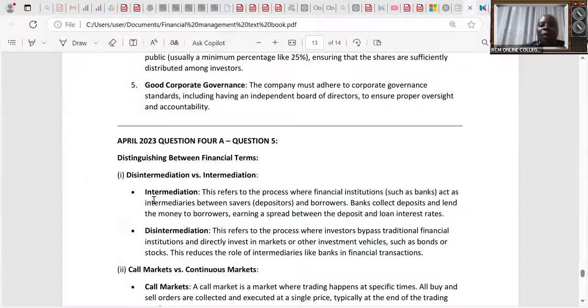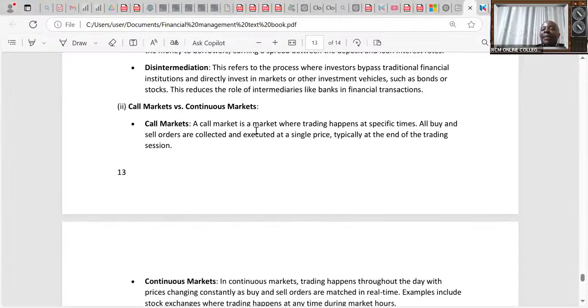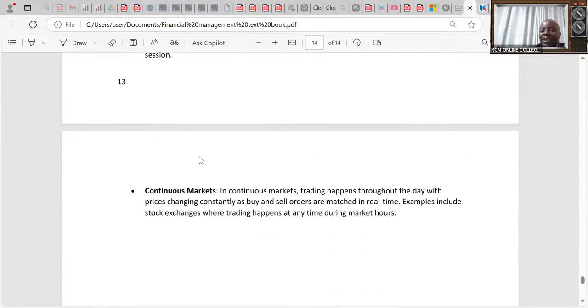So when you look at call markets versus continuous markets, a call market is a market where trading happens at specific times. All buy and sell orders are collected and executed at a single price, typically at the end of the trading session. Those are call markets. In continuous markets, trading happens throughout the day, with prices changing constantly as buy and sell orders are matched in real time. Examples include stock exchanges where trading happens at any time during market hours.